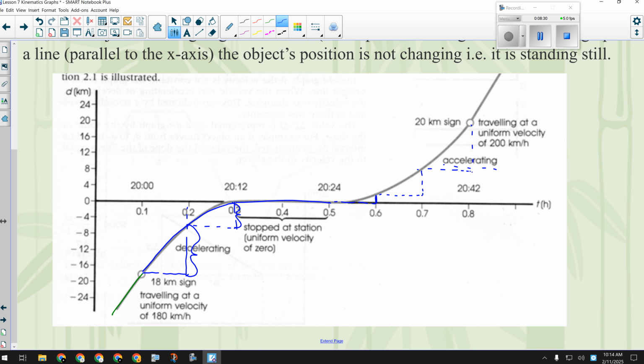And then obviously here at the end, we've got another diagonal line, but this diagonal line is steeper than that diagonal line, which is why the constant velocity is greater during that part. Okay? It's covering more distance every time. Ringing a bell from last year? Okay.